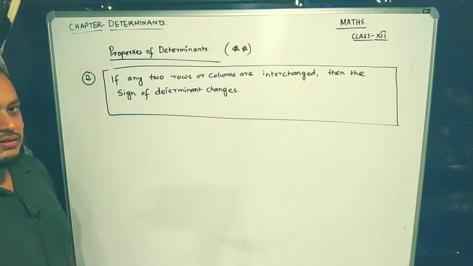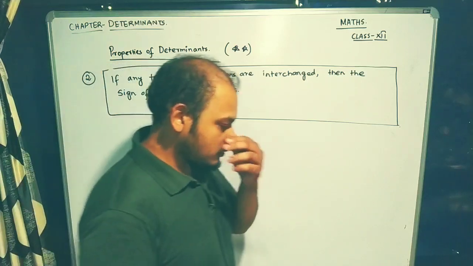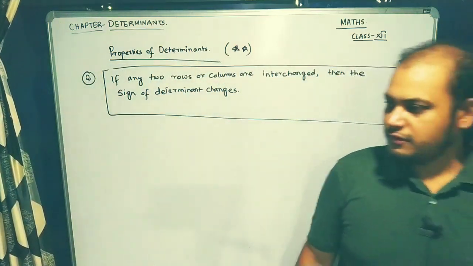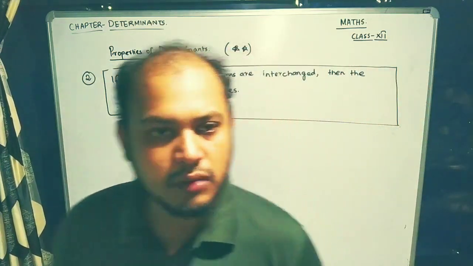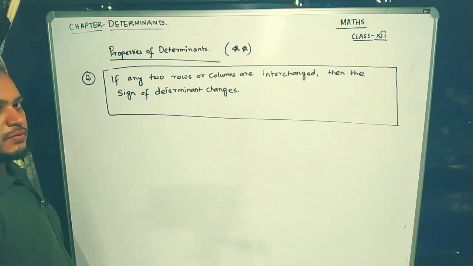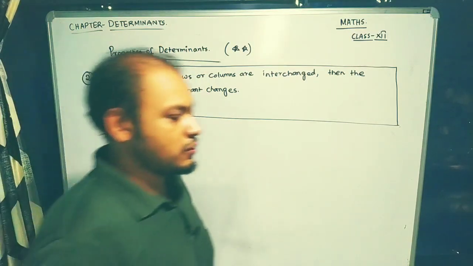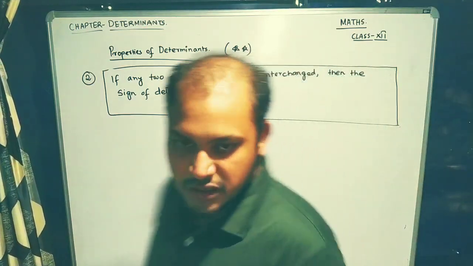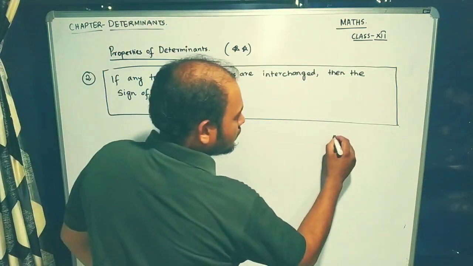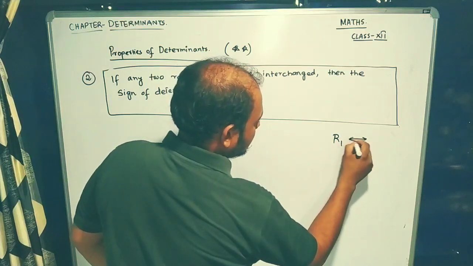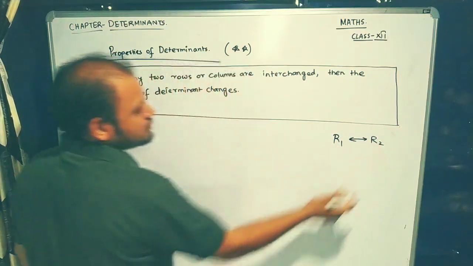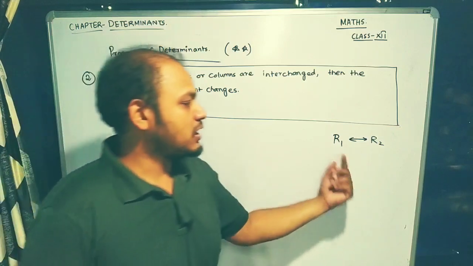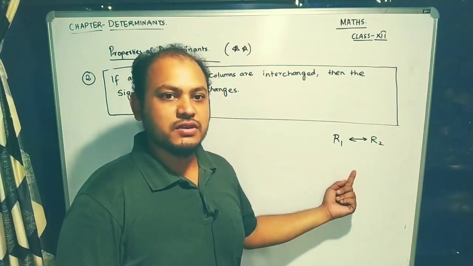of the determinant changes. Now let me tell you a little bit about our history. We have studied various types of elementary row or column operations, right? What was the first elementary row column operation? It was to interchange any two rows. How do we interchange two rows? We use this type of symbol, that means R1 exchanged with R2 or R2 exchanged with R1. We must have studied it in our previous classes.